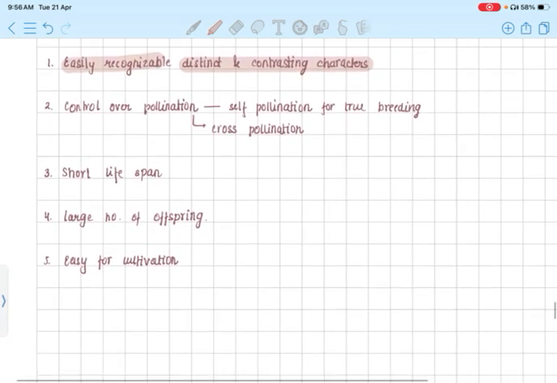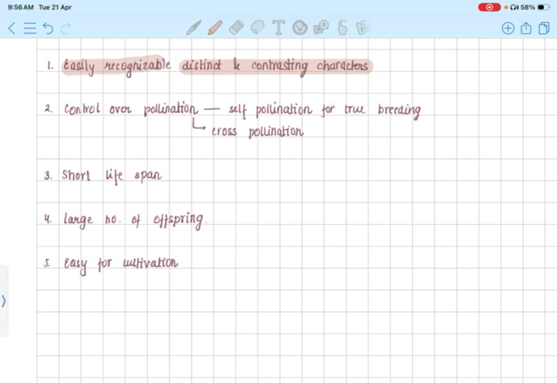The second is that in the pea plant there is control over pollination. The pea plant is generally a self-pollinating flower, and true breeding is totally safe in the pea plant. True breeding means what? In genetics we study how characters are inherited from one generation to the other generation.